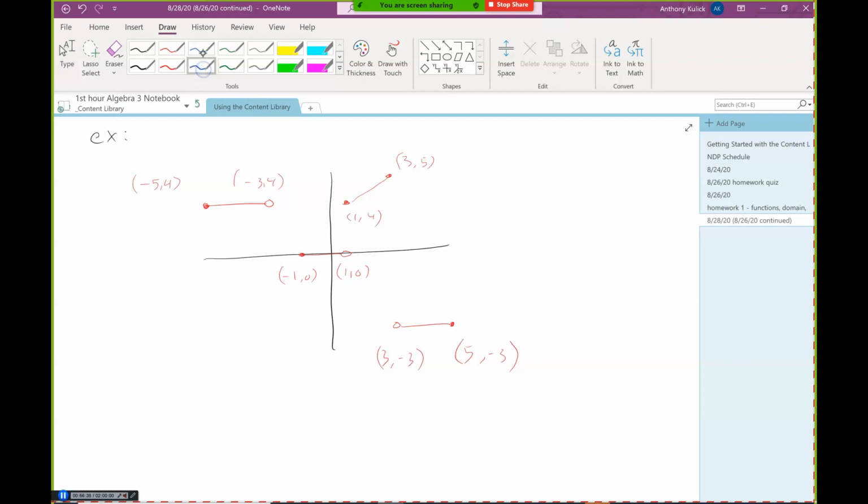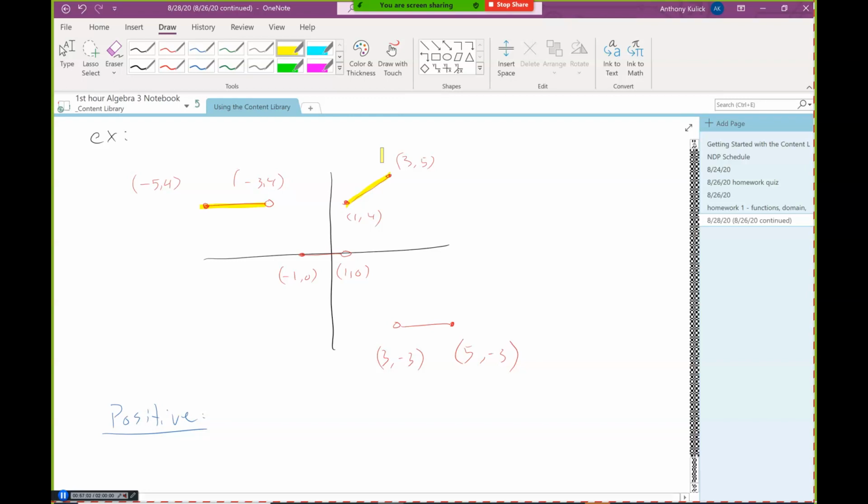Okay. Let's start with the positives. How many positive parts of this graph do you see? I see two. I see two parts that are above the x-axis. I see this part right here and this part right there. Is everybody okay with that idea? Okay.